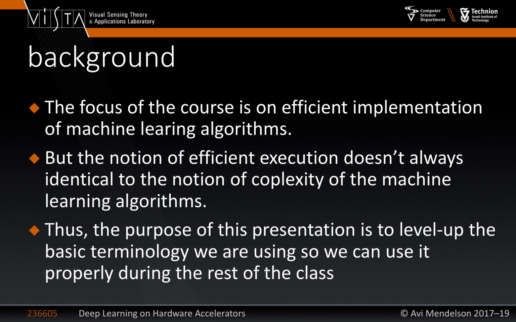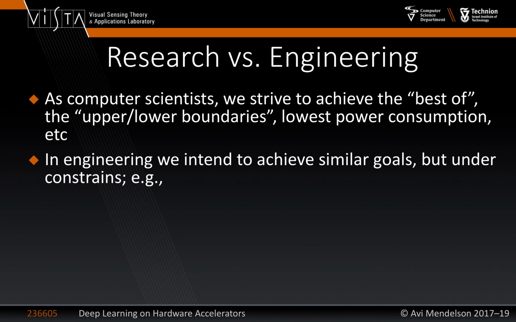So in this presentation, I'll try to clean up some of this notion and to talk more about what it means from the system point of view to run an efficient algorithm. So first question is, what is the difference between research and engineering? And again, it goes to the very basic observation that in computer science, we talk about upper bound, lower bound, it is NP hard, NP complete, etc. In engineering, we intend to achieve similar goals, but under constraints.